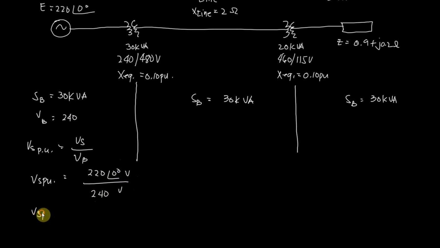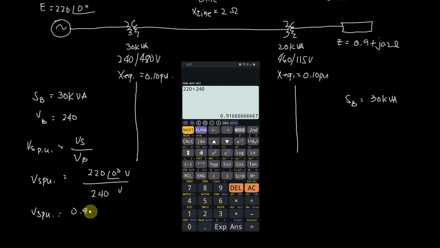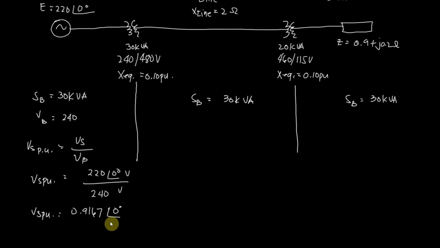So, ang ating voltage source per unit is equal to, divide natin yan, 220 divided by 240. Ang lalabas diyan is 0.9167 angle 0 degrees. Okay? So, lagi rin natin take note kapag yung mga quantities natin base is laging real number yan, so wala tayong angle. Okay? So, yan na, nakuha na natin yung ating voltage source per unit.